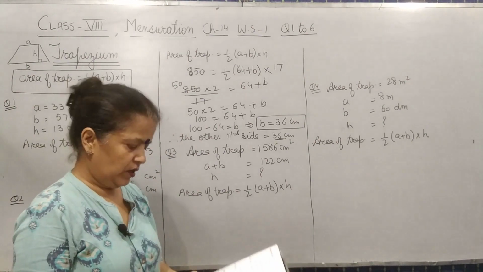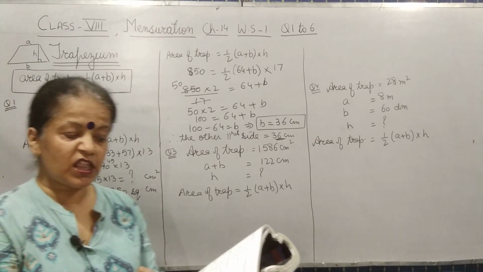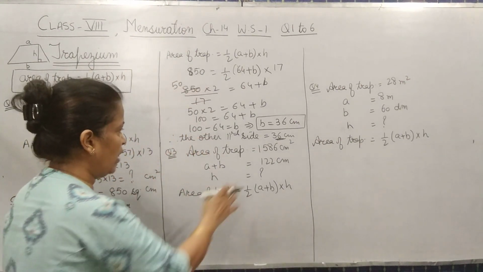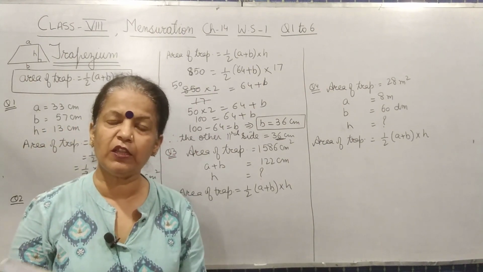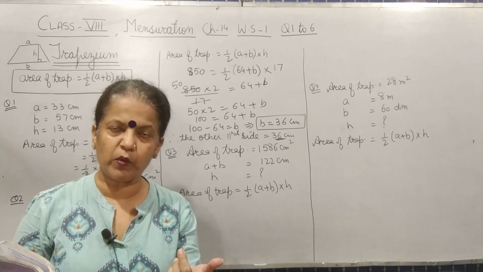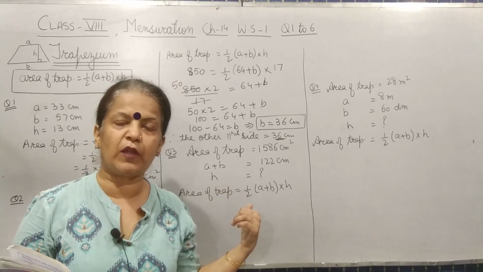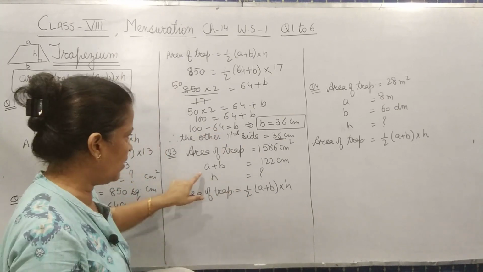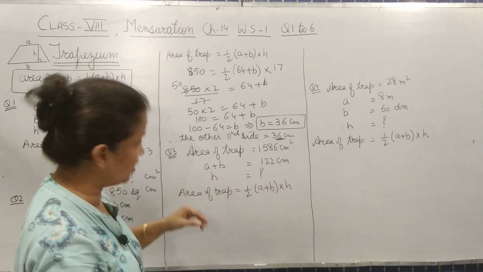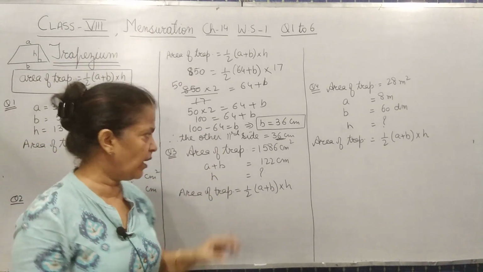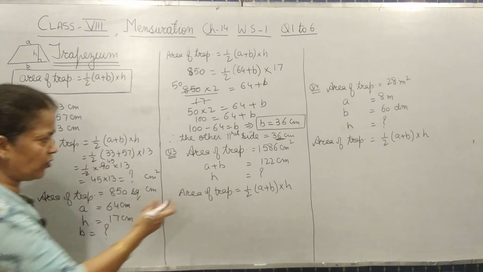Come to question 3. In question 3, the area of a trapezium is given and the sum of the parallel sides is given, 122 centimeter. Sum of the parallel sides means what we have taken as A and B, so here A plus B is given as 122. And now the question is to find the distance between the two parallel sides, that is H. So again we will follow the same procedure.